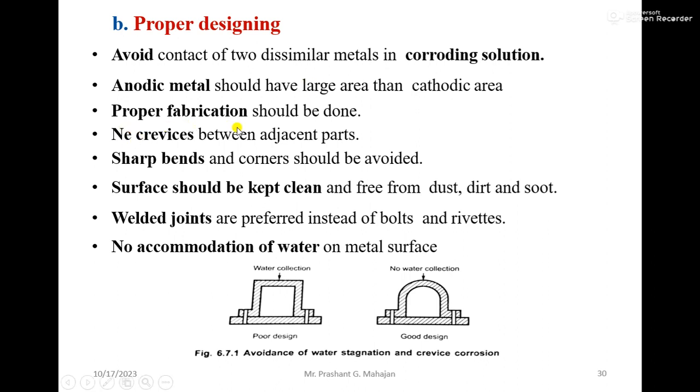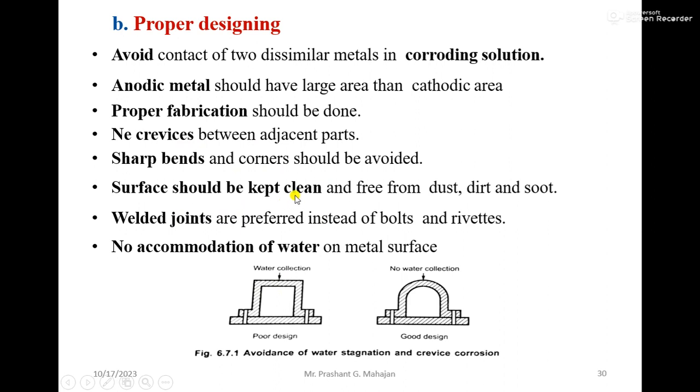And next is proper fabrication should be done. So this is the example of proper fabrication. If you want to do the fabrication, make such type of design so there will not be accommodation of water, dirt, or dust. So that it will not act as a corroding medium. Then next is no crevices between adjacent parts. So there should not be crevices, so that there will not be crevice corrosion. Next is sharp bends and corners should be avoided. So this is the example of that.